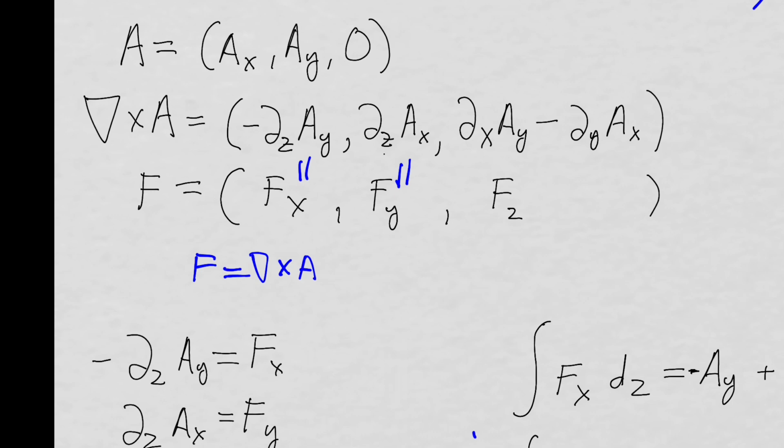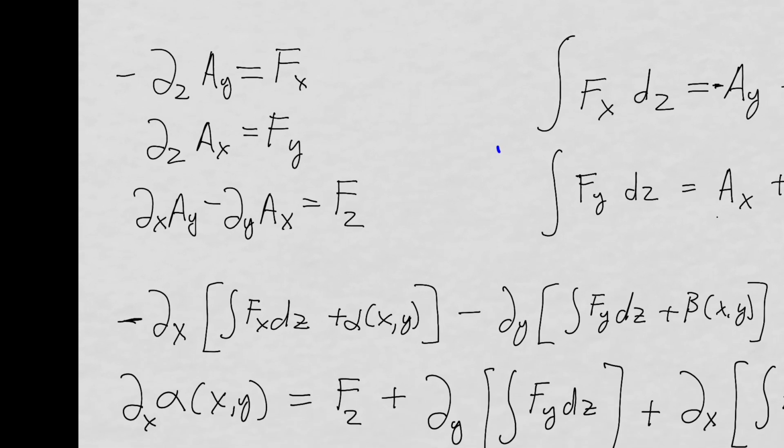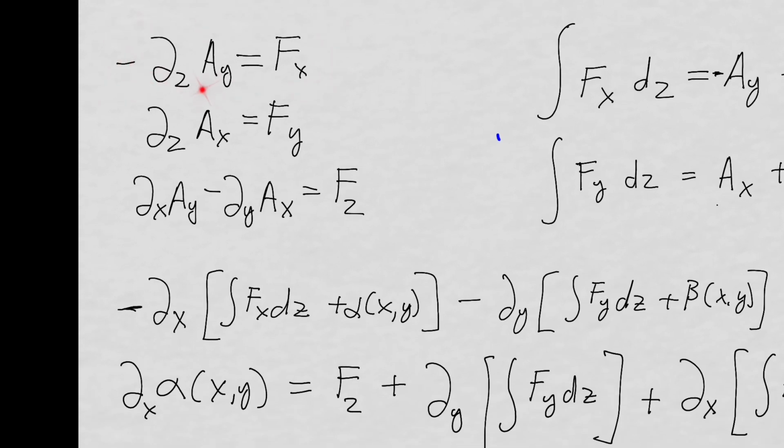F of y is the x component of a, partial derivative with respect to z, and f of z is the sum of these two partial derivatives. So now we need to find ay and ax. We already know az. Az is 0, and we've done that because we've got that gauge freedom that we've already played with. I'm writing down what I just said in words. The x component of our vector is this partial derivative, the y component is this partial derivative, and the z component is this partial derivative.